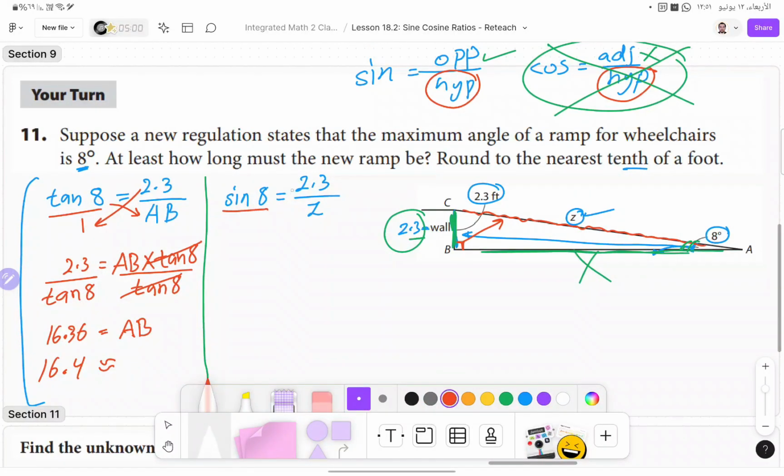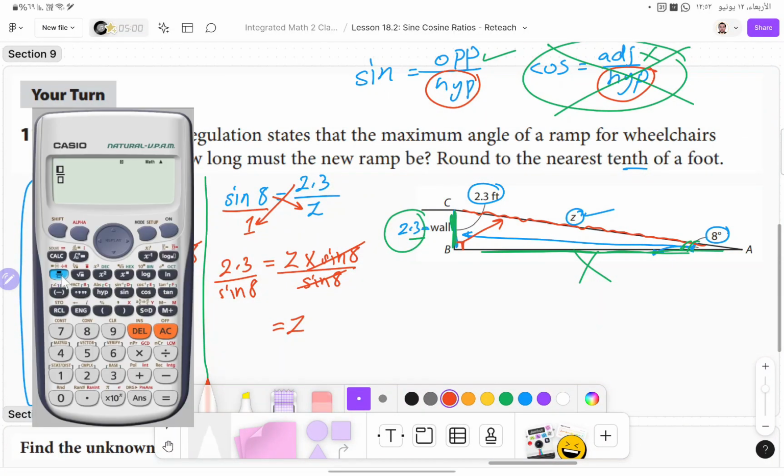Now we do the cross multiplying. 2.3 times 1, 2.3 equals Z times sine 8. So now I have to divide by sine 8 on both sides, so you can cancel these out. So Z is equal to 16.5. Okay, so this is how we can find Z.